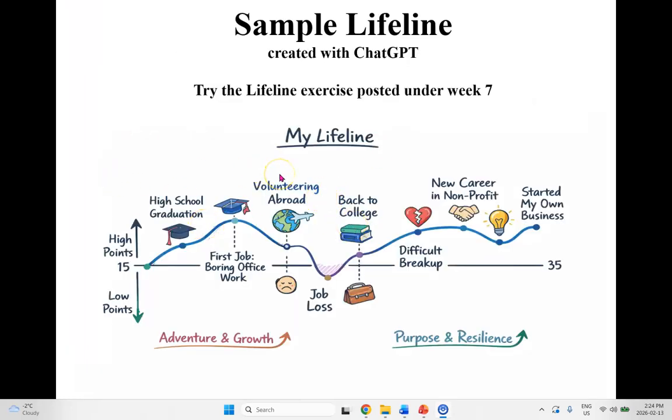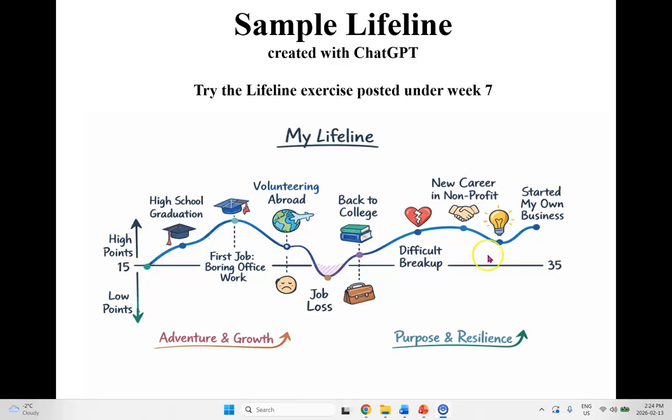This is one of my favorite exercises, and I have posted an instruction sheet that explains to you how to do this exercise. I really encourage you to try this for yourself. What you do is start any place you want on the lifeline. This person started with high school graduation. You can go back all the way to the first day you were born if you want to, but you're going to draw a line across the sheet, and then you're just going to indicate different key points in your life, experiences that stand out, big changes that happen.